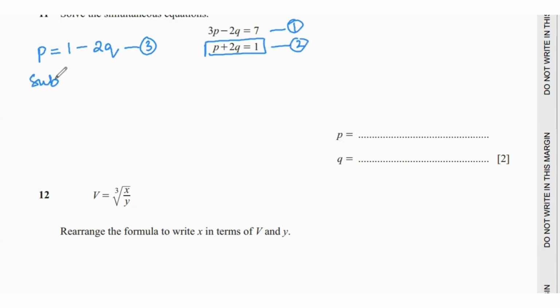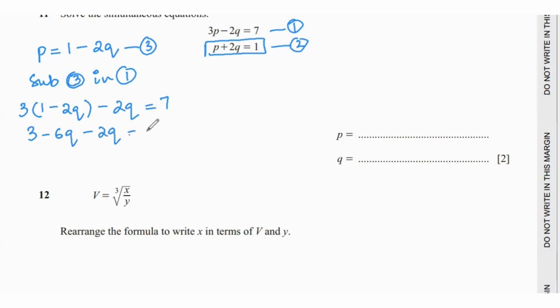Next, what we'll do is we'll substitute 3 in 1. So that gives us 3 times (1 minus 2Q) minus 2Q equals 7. Expand the bracket. 3 minus 6Q minus 2Q equals 7. 3 minus 8Q equals 7. So now we move the 3 to the other side. Negative 8Q equals 7 minus 3.